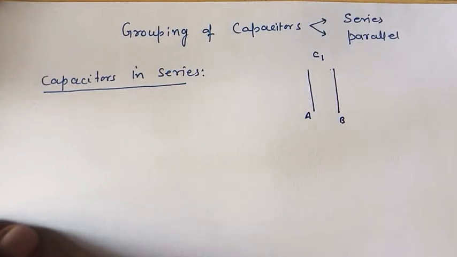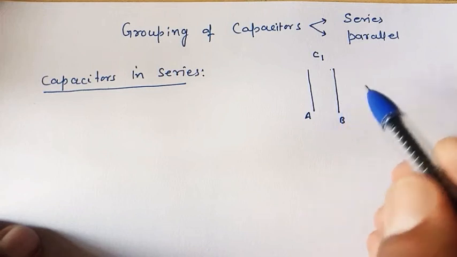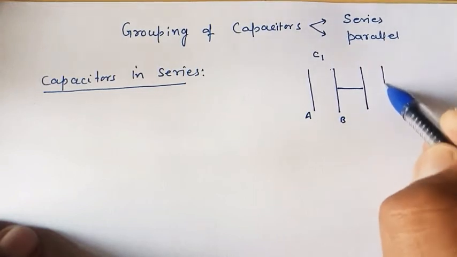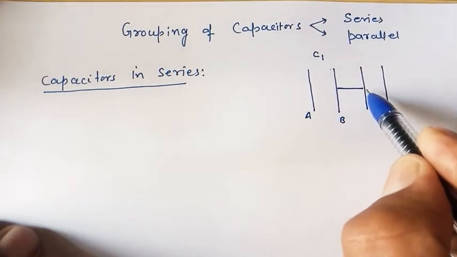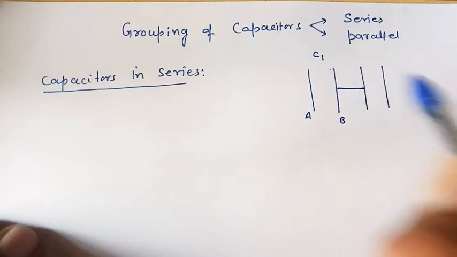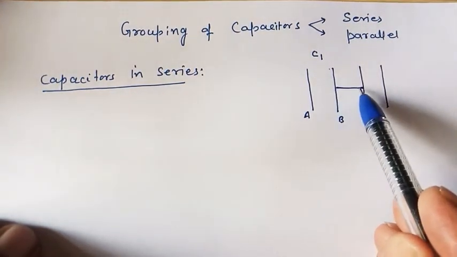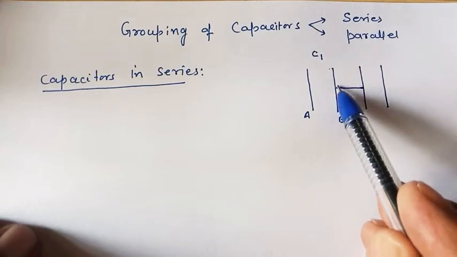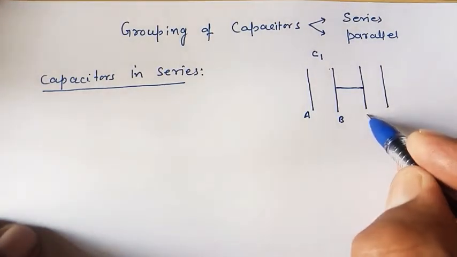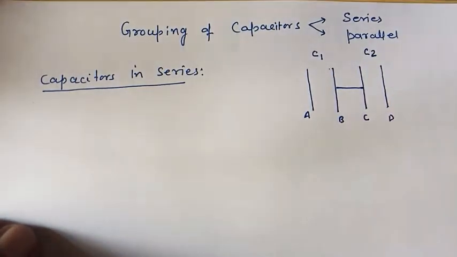So how do you connect another capacitor with it in series? This is the first plate and this is the second plate. From this end, join the other capacitor with a connector. The connector should be a conductor. Conductor means having free electrons and conducting electricity. So when you are connecting end to end, the end of plate B is connected to the end of plate C of the other capacitor, and let this capacitance be C2.